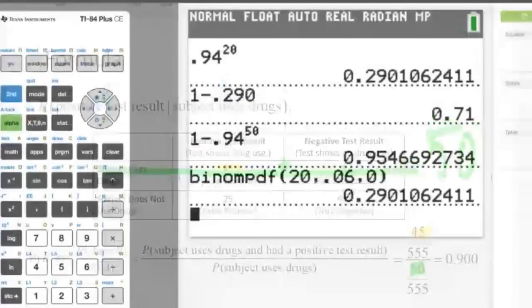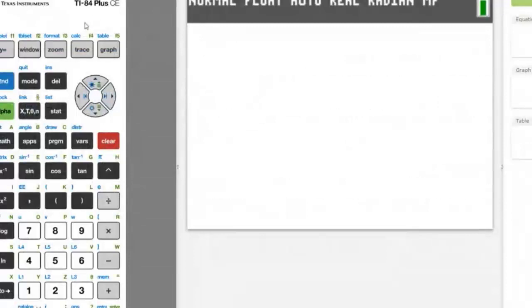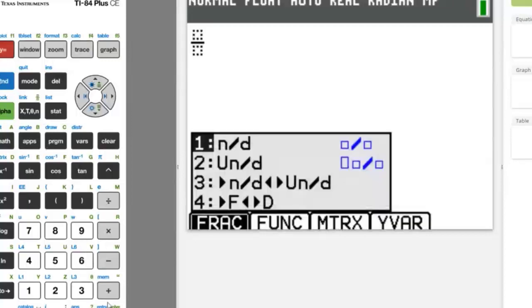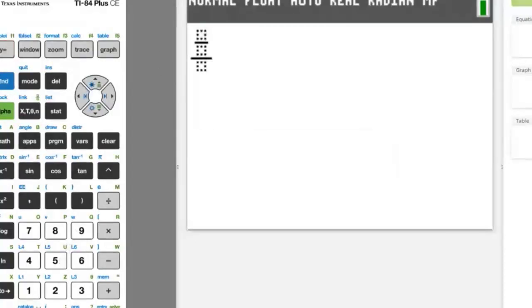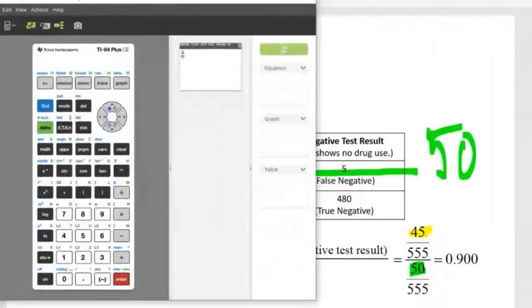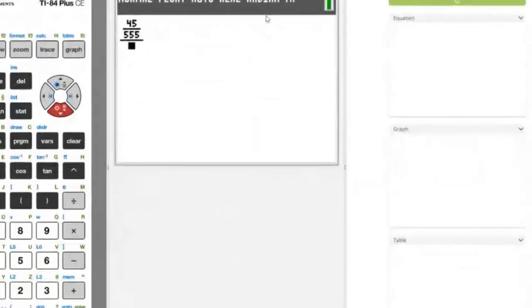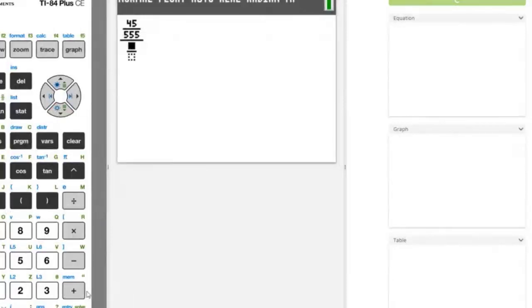Just another tip about calculators: some of you may be getting used to this type of calculator. We can use alpha y equals, and you can use it more than once to enter complex fractions. So here then I can put my 45 over 555. I know that's too small for you to see right now. And then I can go back to the denominator and do that same thing again. Alpha y equals, enter, and it's going to let me, again, put another fraction in there. So I can go 50 over 555.